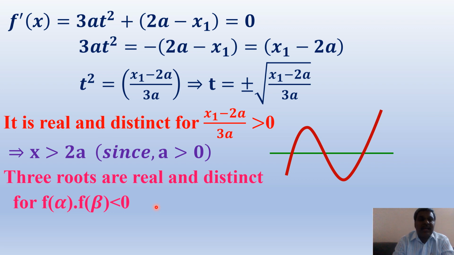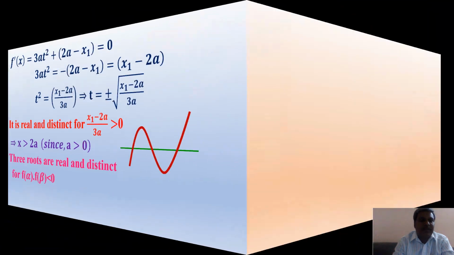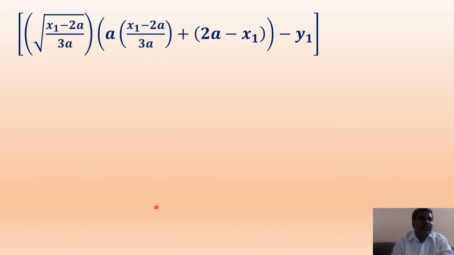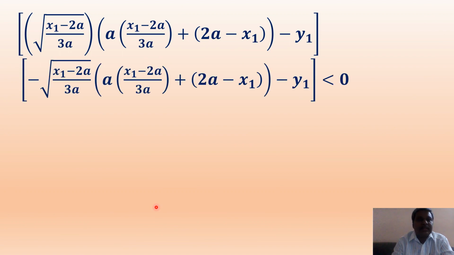Right? I am going to substitute the t values, that is the alpha and beta values, in my function f of x. We obtain it in this manner. When you substitute root of (x1 minus 2a) by 3a, we obtain it like this, and when we substitute minus root of (x1 minus 2a) by 3a, we obtain it in this manner. Their product, f of alpha into f of beta, should be less than 0. Then only does the curve intersect the x-axis at 3 real and distinct points.